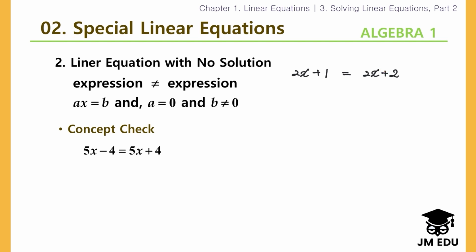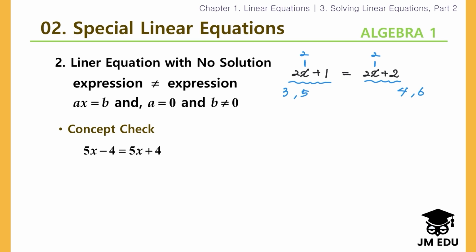Let's say if x is 1, this value is 3, right? This value is 4. 3 is not equal to 4. If x is 2, then 4 plus 1, that's 5. If x is 2 here, that's going to be 6, right? 5 is not equal to 6. So this equation has no solution. For all values of x, the equation is always false.